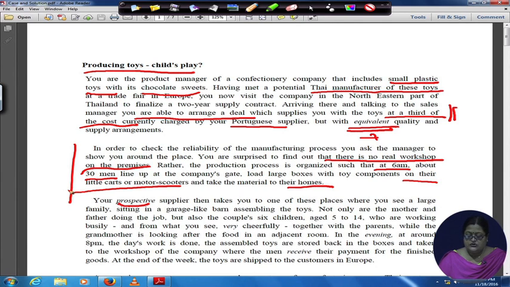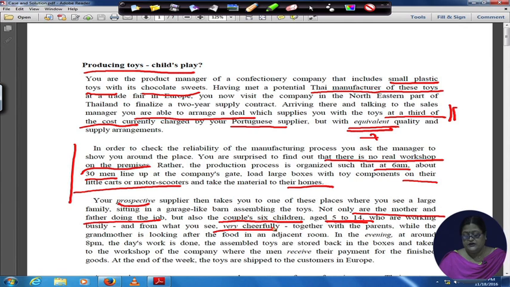Now not only are the mother or father doing the job, but what you find is the couple's 6 children, aged between 5 to 14, who are working busily and, from what you see, very cheerfully together with the parents, while the grandmother is looking after the food in an adjacent room.